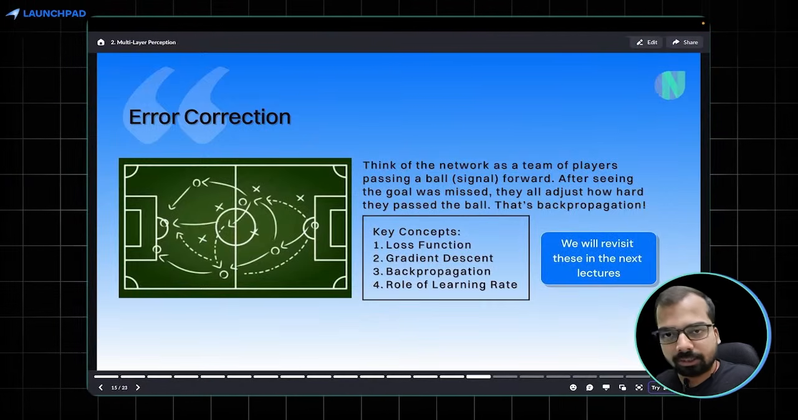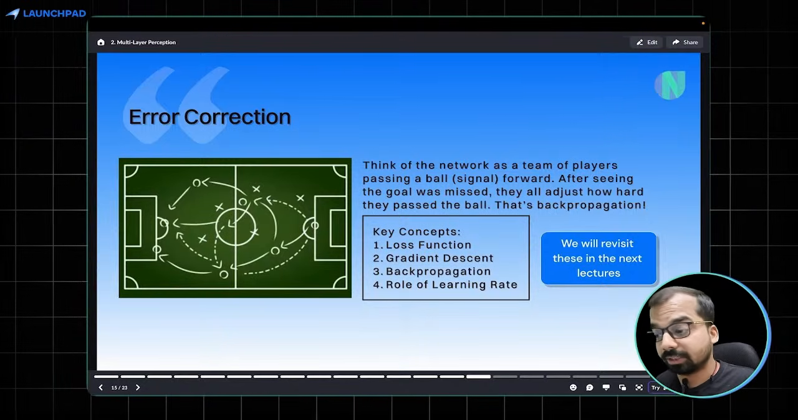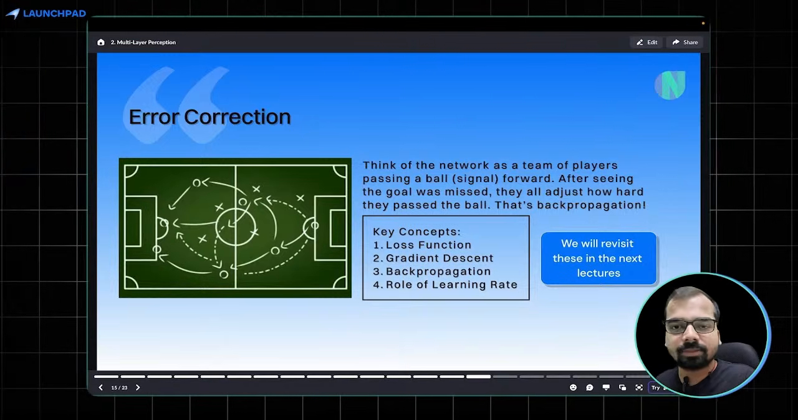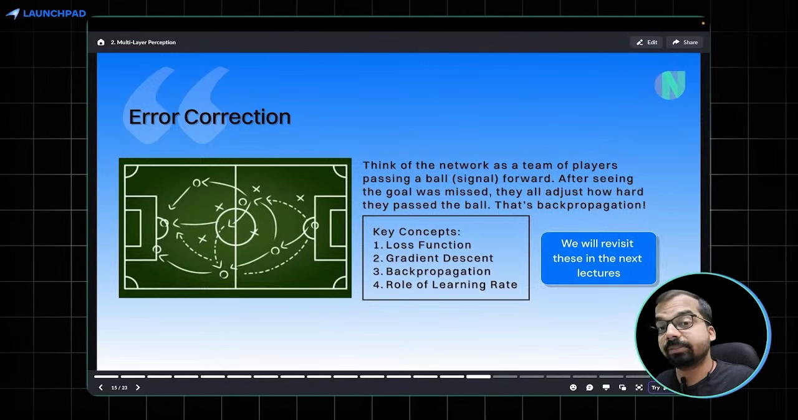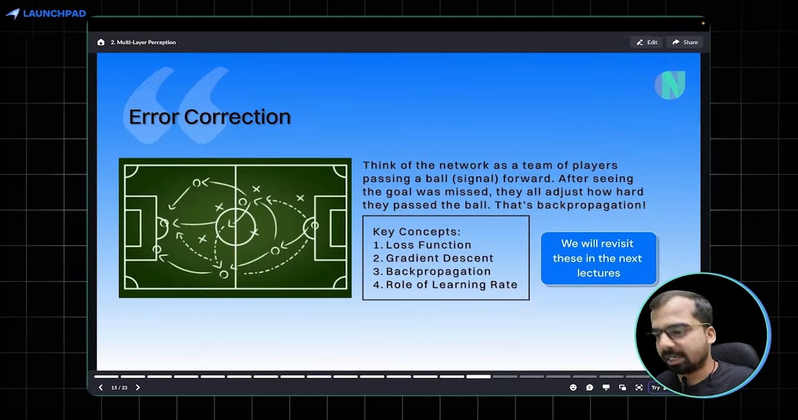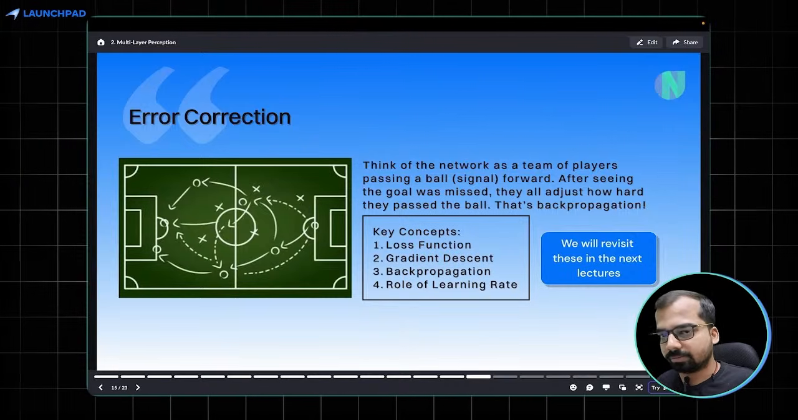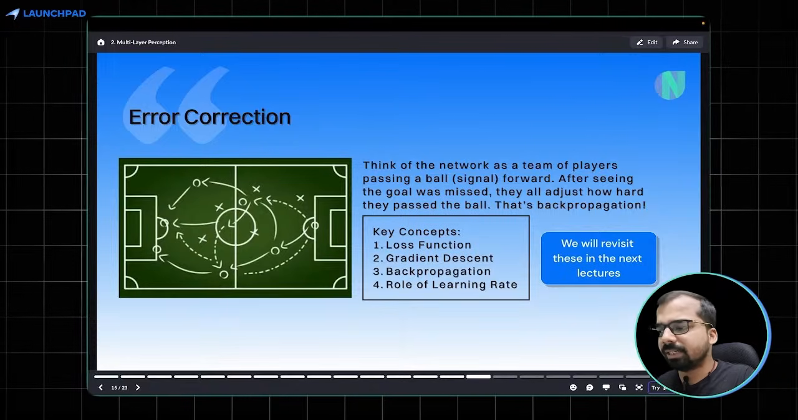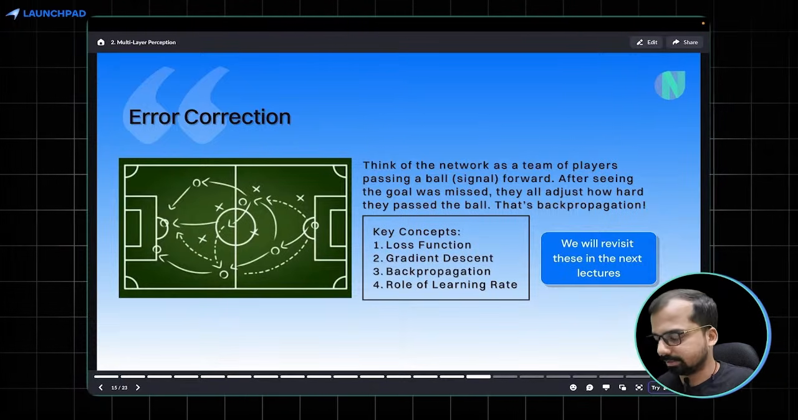So there are a lot of key concepts around training. One is what is loss function, what is gradient descent, the core algorithm that helps us in adjusting these weights. Then what is back propagation? Back propagation is this entire adjustment of weights. And what is the role of learning rate? These will be taught in future classes.